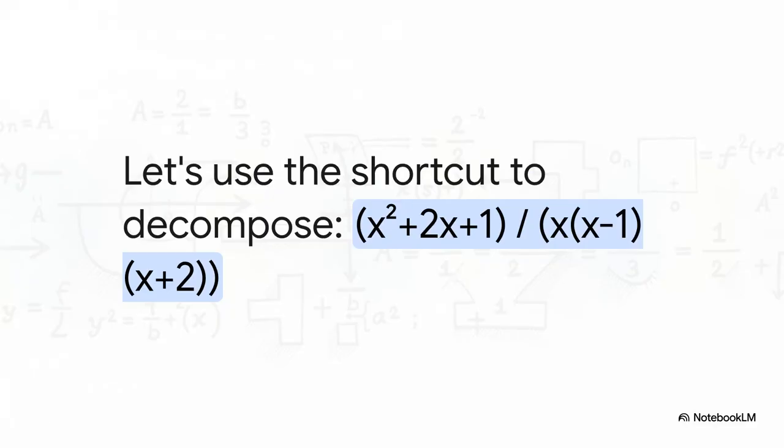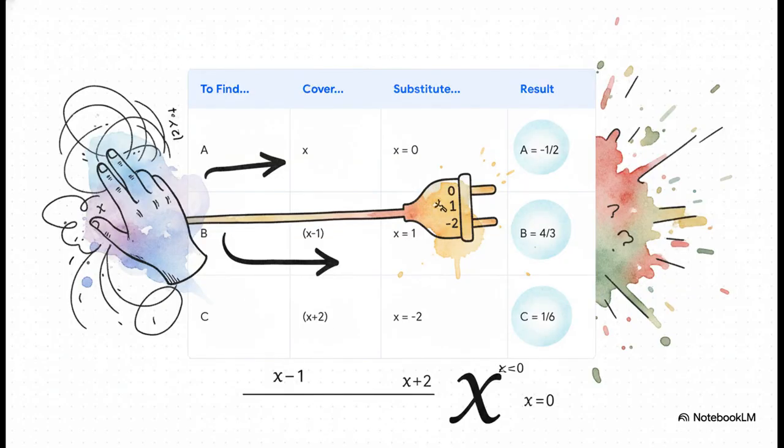So let's put this new shortcut to the test on a slightly beefier problem. This one has 3 factors in the denominator, which is where this cover-up method really starts to save you a ton of time. Okay, watch how fast this goes. To get a, we cover the x in the denominator and plug in its root, which is 0. That gives us -1/2. Done. For b, cover the x minus 1 and plug in its root, which is 1. We get 4/3. And for c, we cover x plus 2 and plug in its root, -2. We get 1/6. No big algebraic mess, just lightning-fast substitutions.